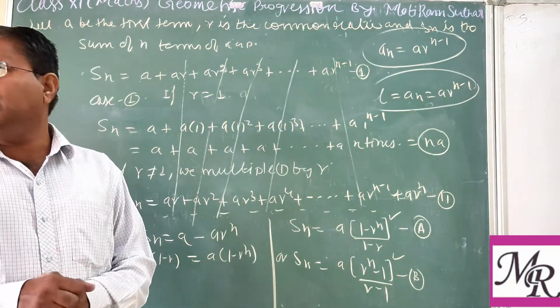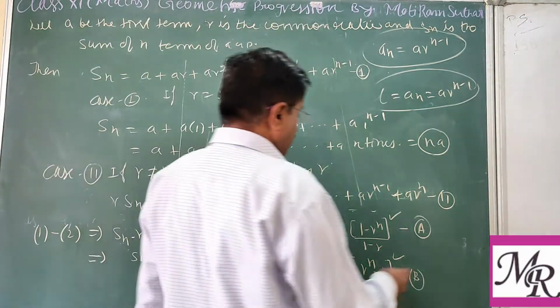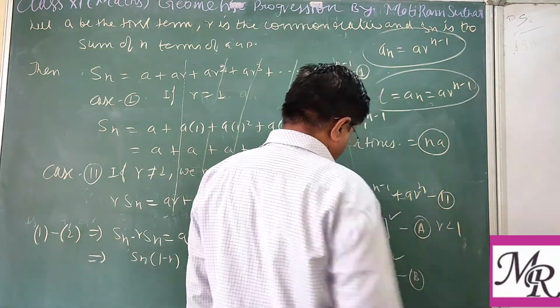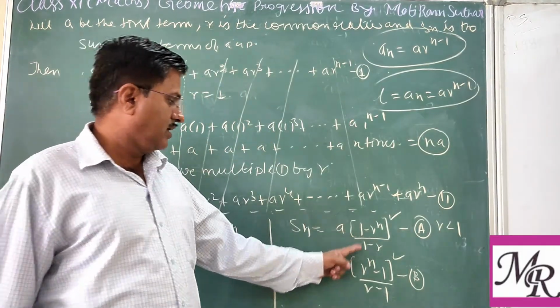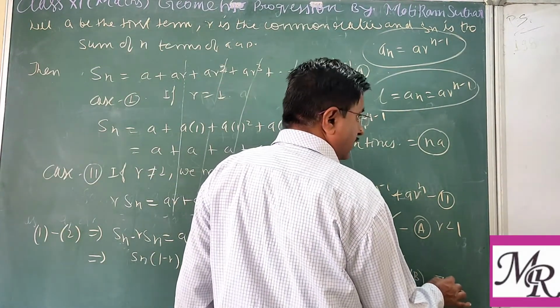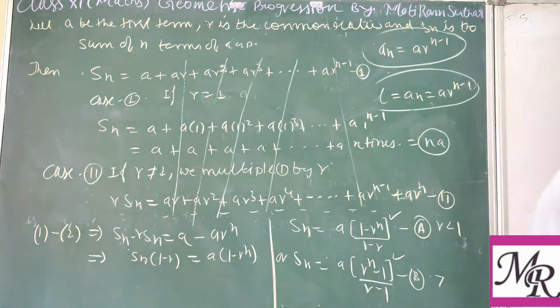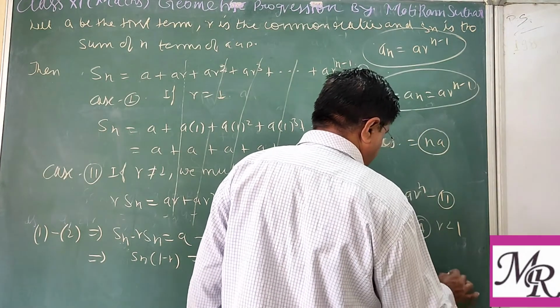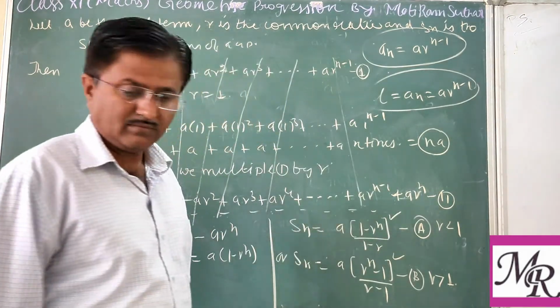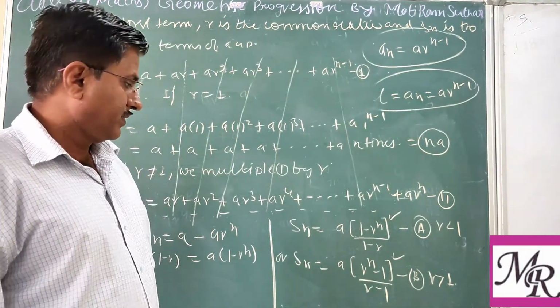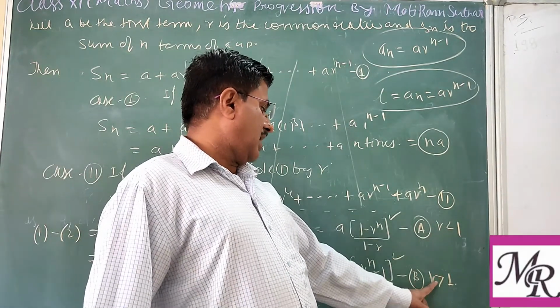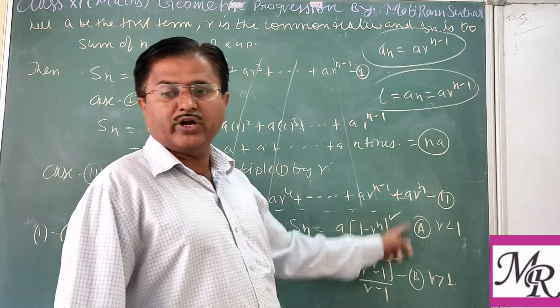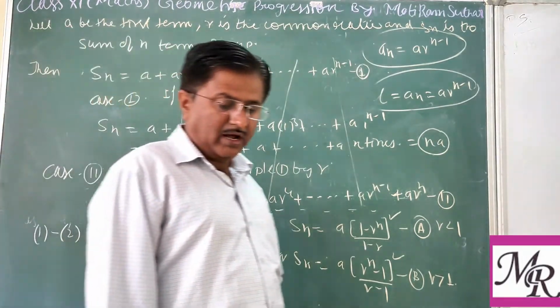But for easy calculation, when the ratio R is less than 1, we can use this formula. And when R is greater than 1, we use the other one. Clear? When R is less than 1 and when R is greater than 1, we can use these. So this is a very important formula, the sum of n terms of a GP.